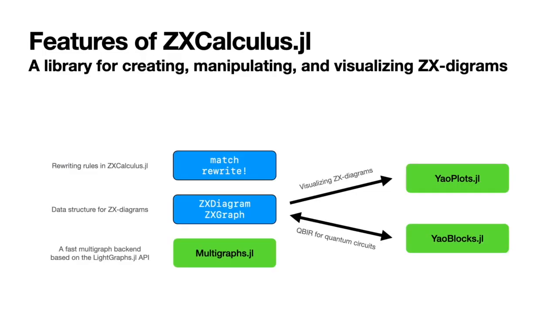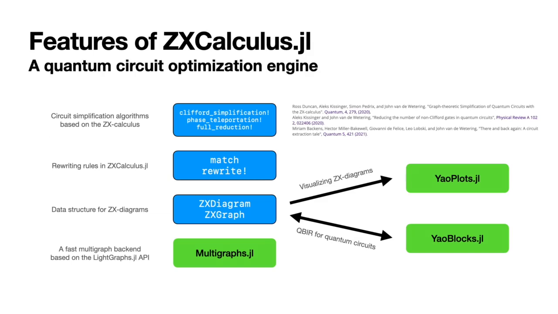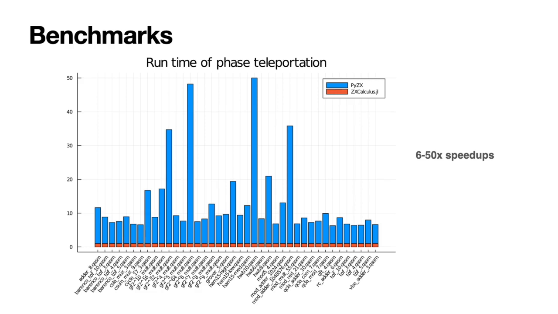By now, we have shown how to use this package for creating, manipulating, and visualizing ZX diagrams, so that you can use this package for research. Moreover, we implement these 3 circuit simplification algorithms in these 3 papers, so that you can use it as a circuit simplification engine. We also use it as an optimization path in a quantum compiler project that we are currently working on. This package is much faster than the previous Python implementation.